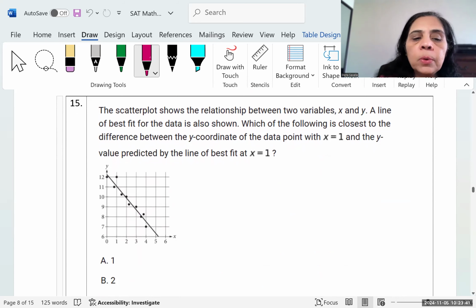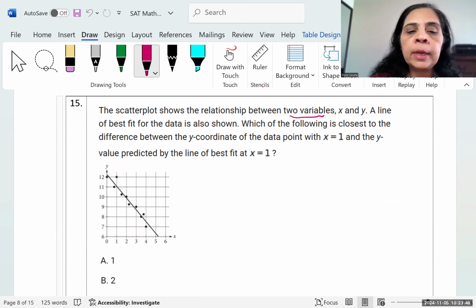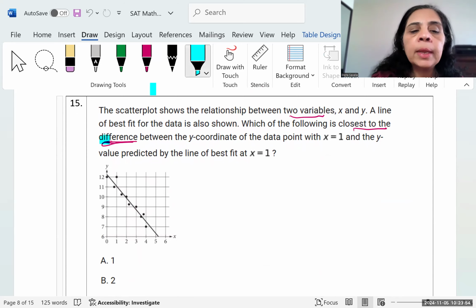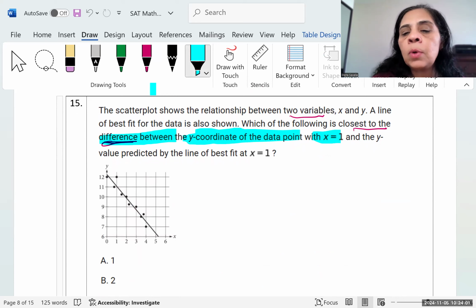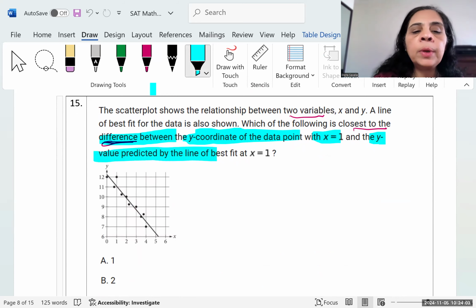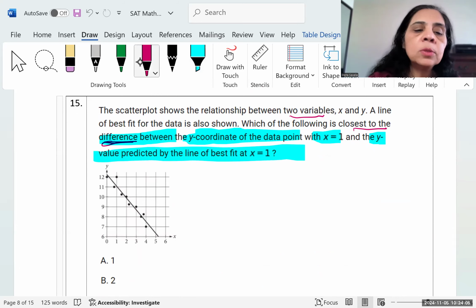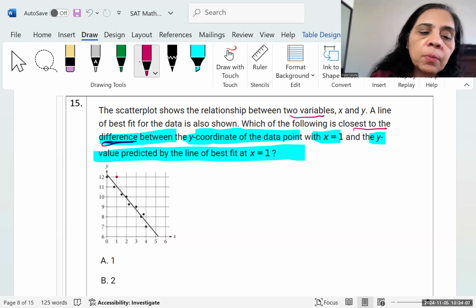We have a scatter plot. A graph is given between two variables x and y, and a line of best fit for the data is also shown. Which of the following is closest to the difference between the y coordinate of the data point with x equal to 1 and the y value predicted by the line? So this is real data. Wherever they are locating points, all this data, that's real.